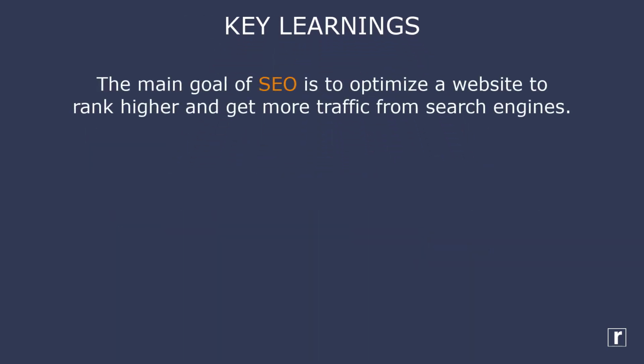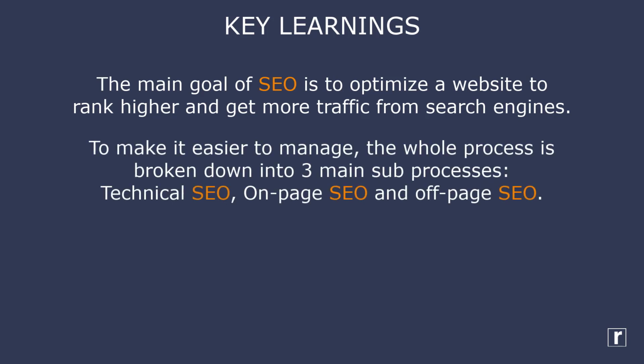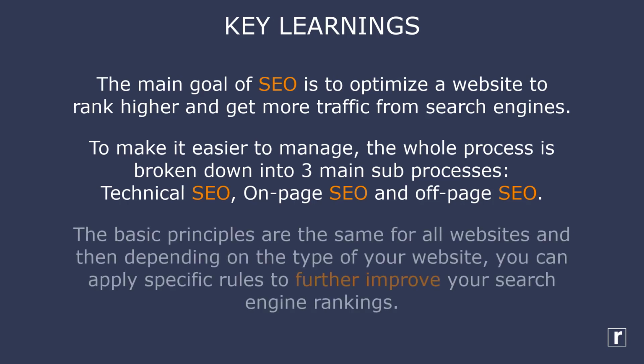The main goal of SEO is to optimize a website to rank higher and get more traffic from search engines. To make it easier to manage, the whole process is broken down into 3 main sub-processes: technical, on-page, and off-page SEO. The basic principles are the same for all websites, and then depending on the type of your website, you can apply specific rules to further improve your search engine rankings.